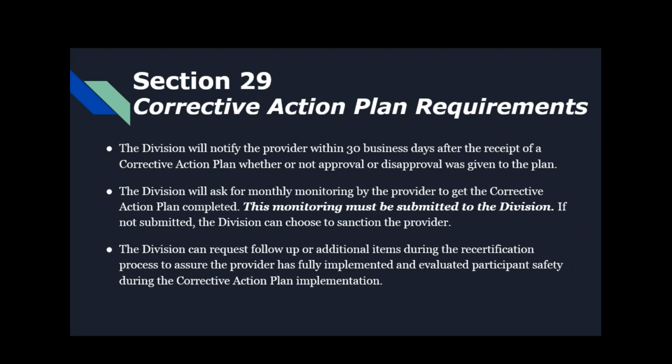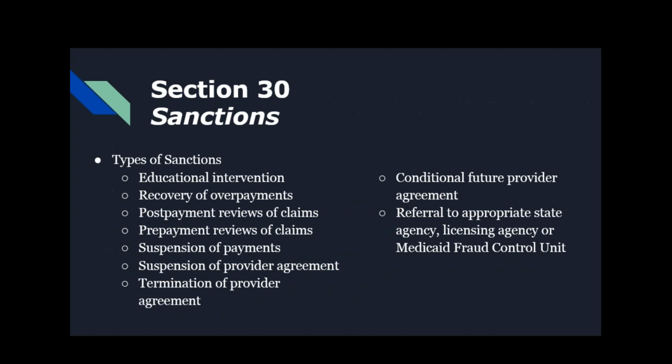Continuing on with corrective action plans, the division will notify the provider within 30 business days after the receipt of a corrective action plan whether approval or disapproval was given to the plan. The division will ask for monthly monitoring by the provider to get the corrective action plan completed. This monitoring must be submitted to the division. If it is not submitted, the division can choose to sanction the provider. The division can also request follow-up or additional items during the recertification process that assures the provider has fully implemented and evaluated participant safety during the corrective action plan implementation.